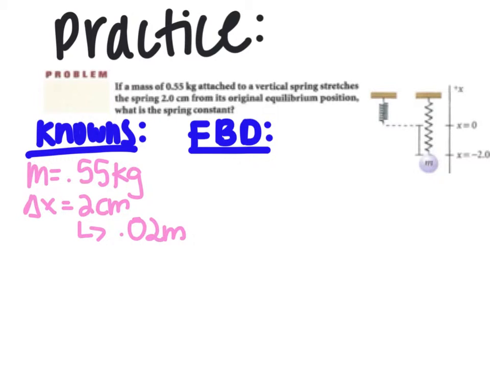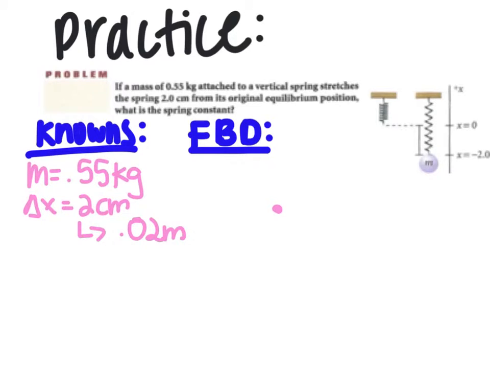So in my knowns table, I have that the mass is equal to 0.55 kilograms and the displacement is 2 centimeters, but we don't want to work with centimeters, so I converted it to meters, which is 0.02 meters. And the next step is creating a free body diagram.